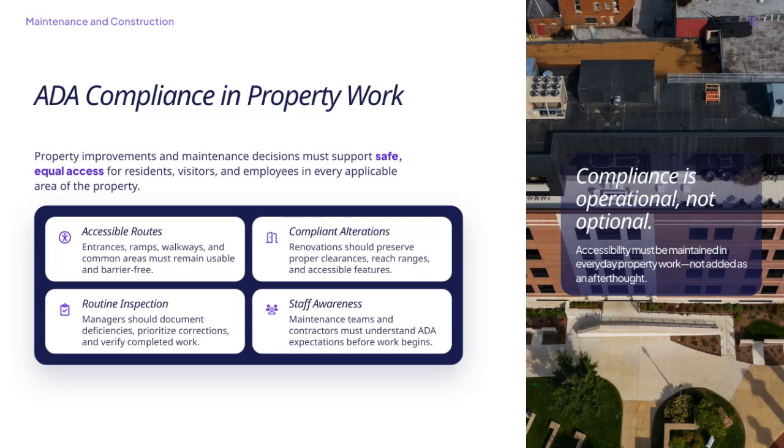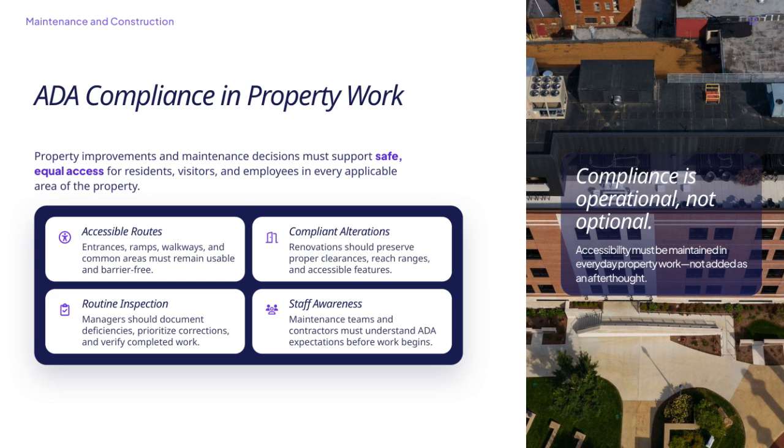When it comes to ADA compliance and property work, it's crucial that every improvement and maintenance decision supports safe and equal access for everyone, residents, visitors, and employees alike. This means that accessible routes like entrances, ramps, walkways, and common areas must always remain usable and free of barriers. Any renovations or alterations should be done carefully to maintain proper clearances, reach ranges, and all accessible features.